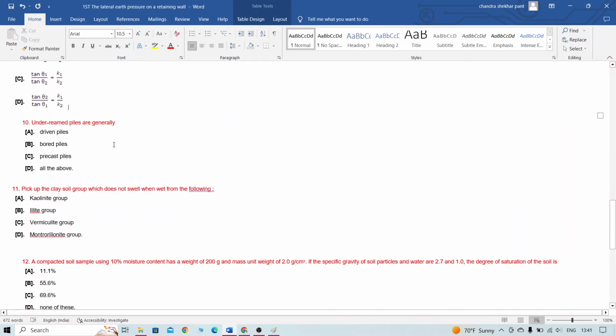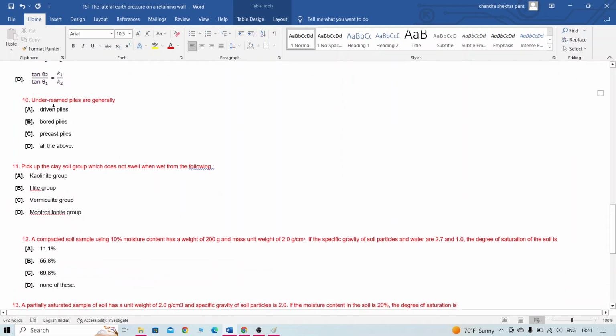So here we have the 10th question: under reamed piles are generally driven piles, bored piles, precast piles, all of the above. First we have to know what under reamed piles are. In under reamed piles, at the bottom there is a bulb-like structure. So we can use our common sense here. If it has a bulb at the bottom and we are hammering over it, then obviously the structure will collapse, or some distortion will take place.